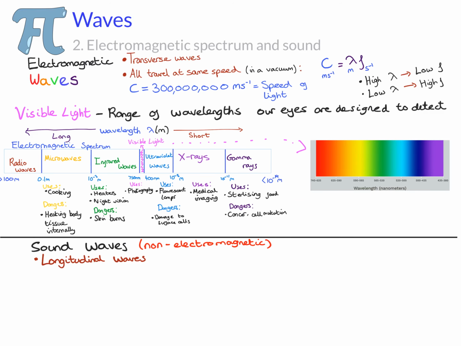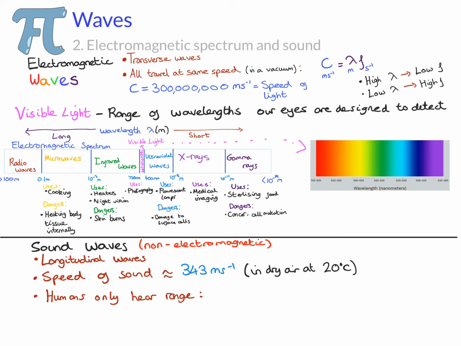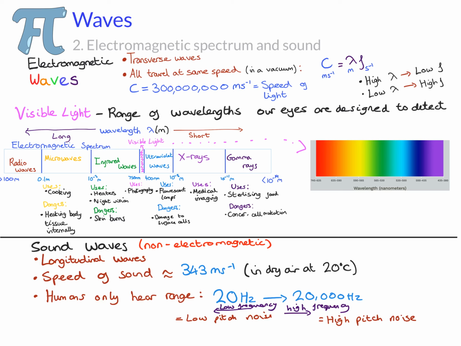Sound waves can't travel in a vacuum, but we are able to calculate their speed in air. We again find that our ears are only designed to detect a certain range of sound waves. This time we will talk in terms of frequency, and we find that our ears are only designed to detect sound waves with frequencies between 20 and 20,000 Hz. Our brains interpret high frequency waves as high-pitched noises and low-frequency waves as low-pitched noises, and the loudness of a sound depends on the amplitude of the wave.